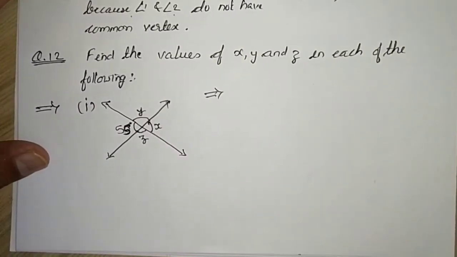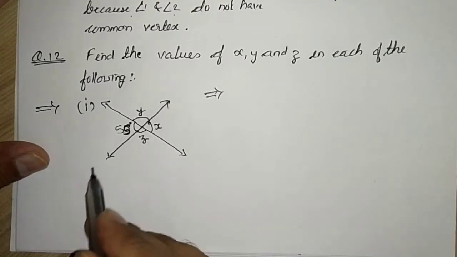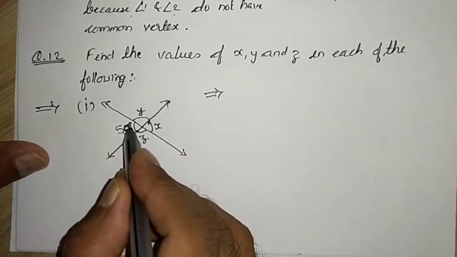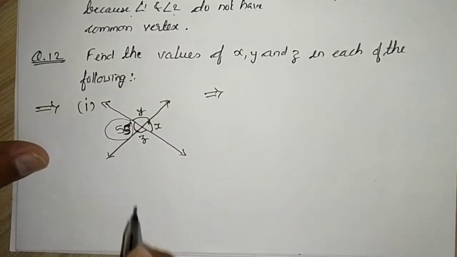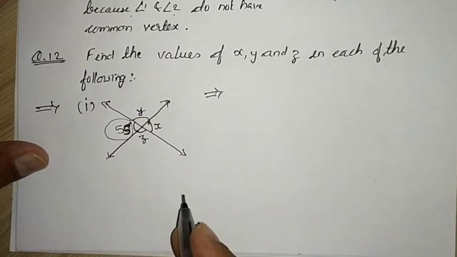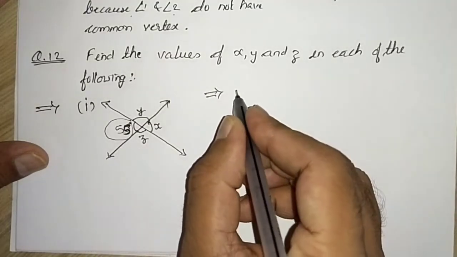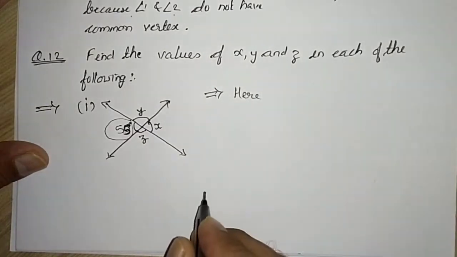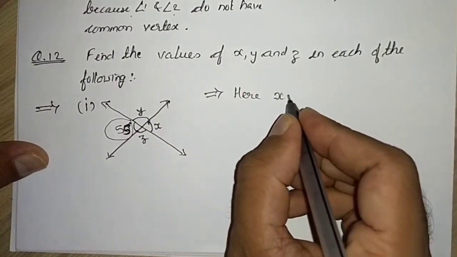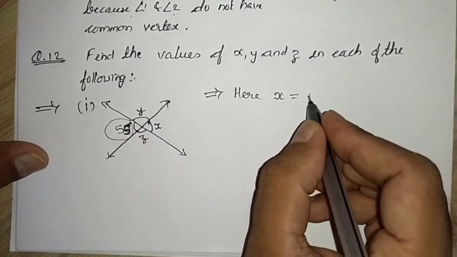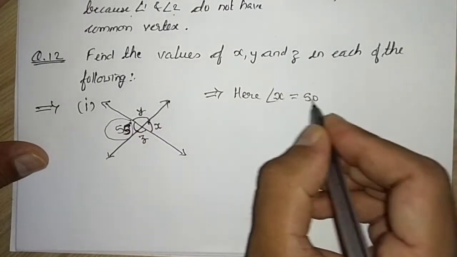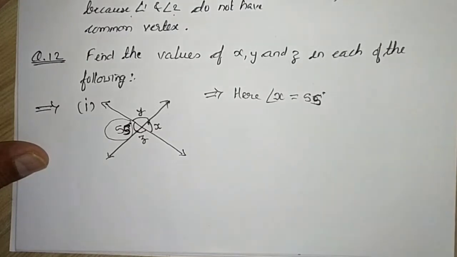Find the values of x, y and z in each of the following. They have given you the figure, one angle is given to you, that is 55 degrees. You are supposed to find x, y and z. Very easy, students. We will write like this. Here x is equal to this angle. x is equal to 55 degrees.